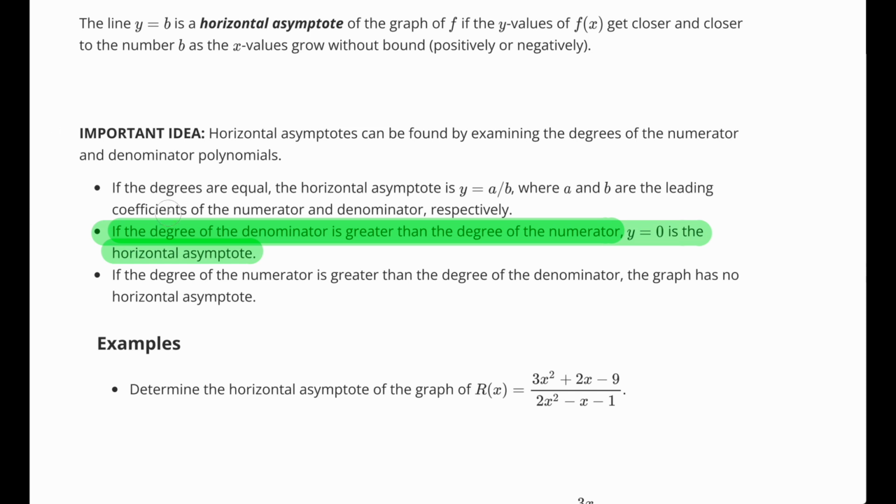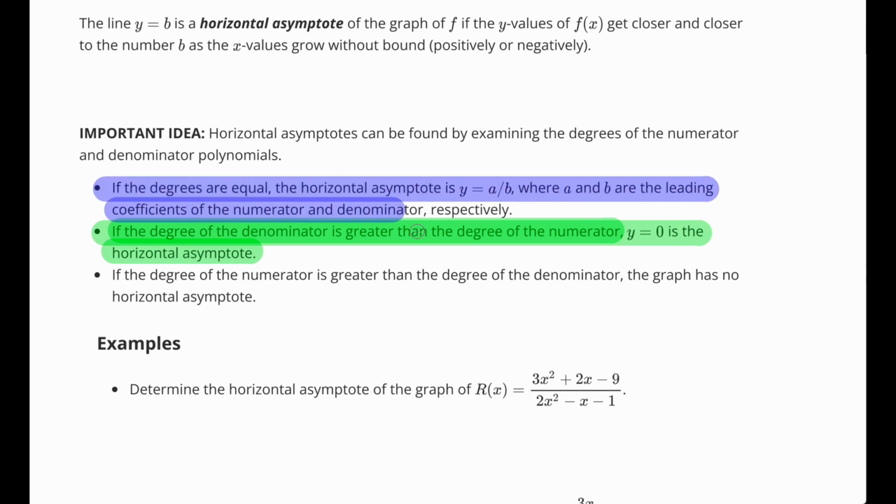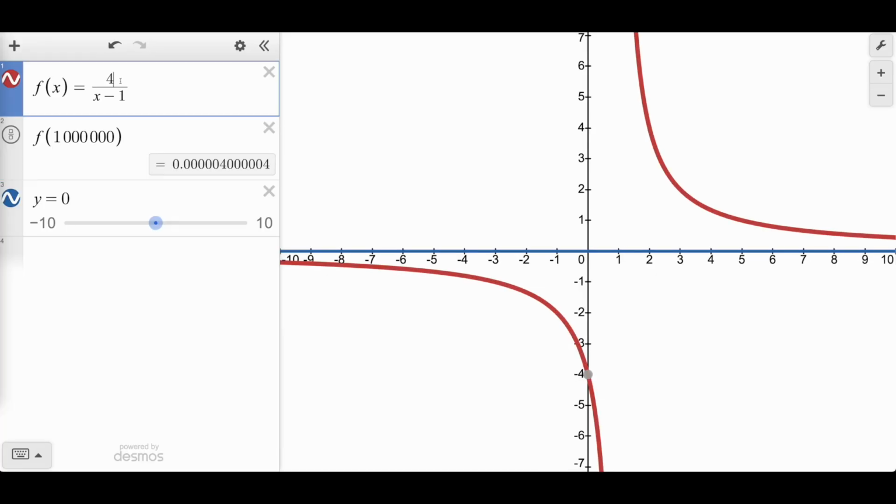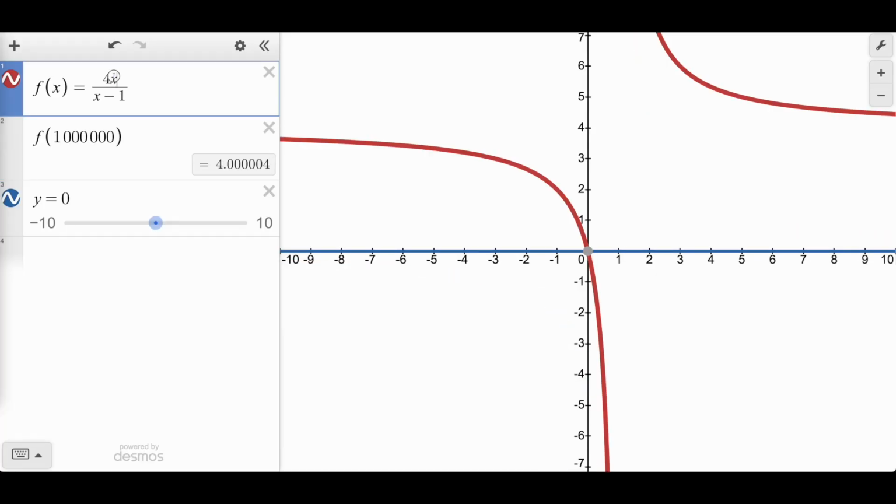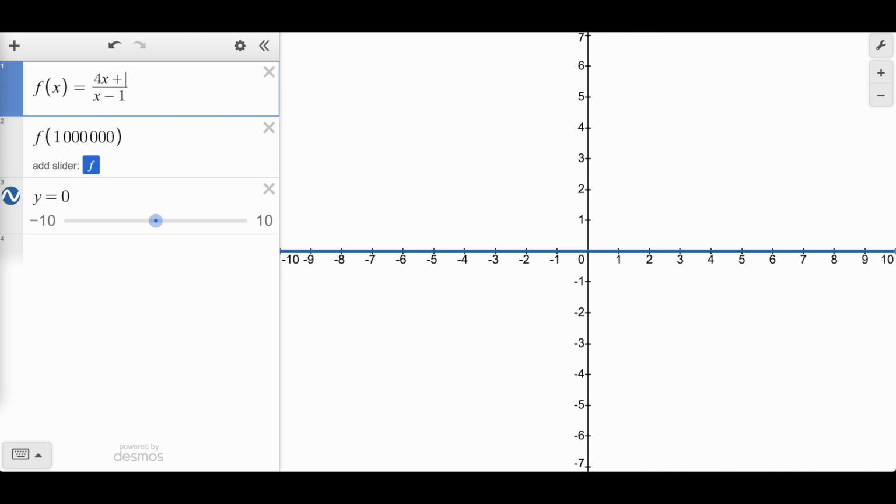Now, you might be thinking, well, what if they're equal? Okay, we just did if the denominator is greater. Well, if they're equal, the horizontal asymptote is whatever the leading coefficients are, you just divide them out. Okay, so what do I mean by leading coefficients? Let's look at the graph. Imagine if I put an x right here. Now the degree on the top is equal to the degree on the bottom. They're both 1. By the way, this minus 1 doesn't really make much of a difference. I can also put a plus 3 in here.